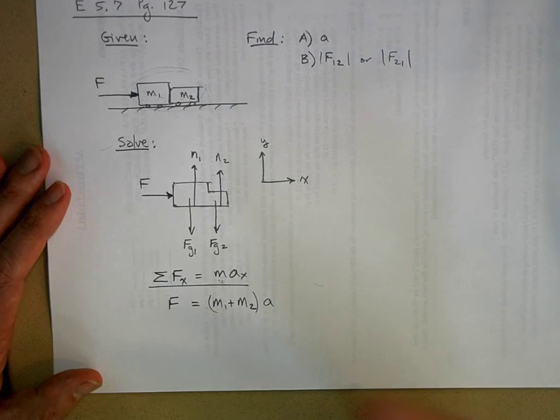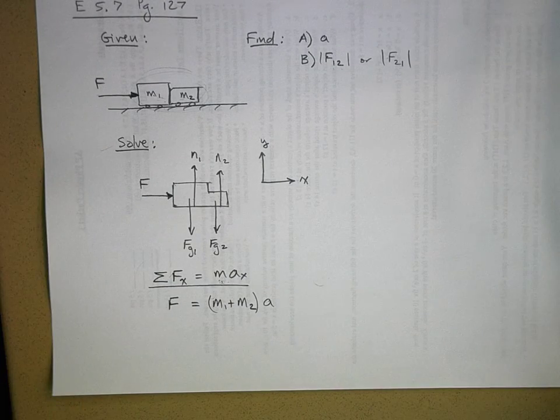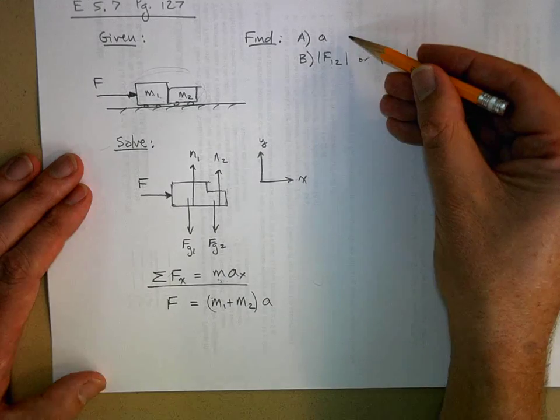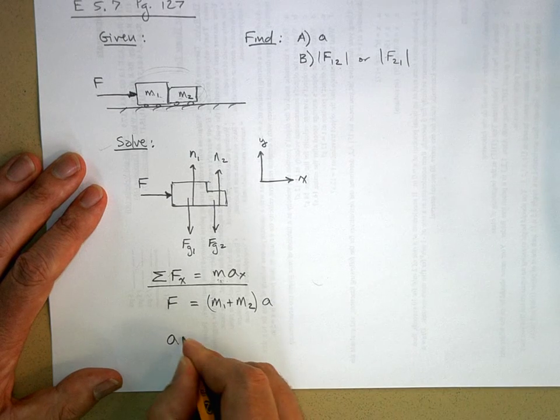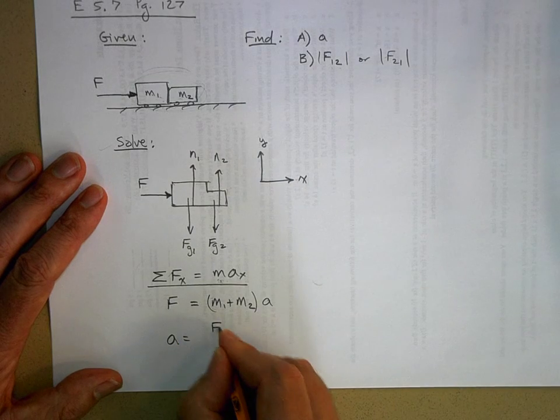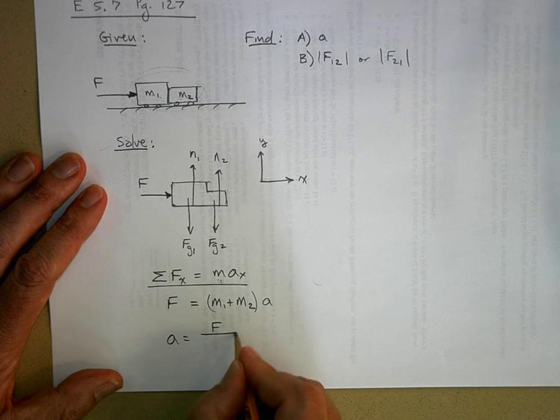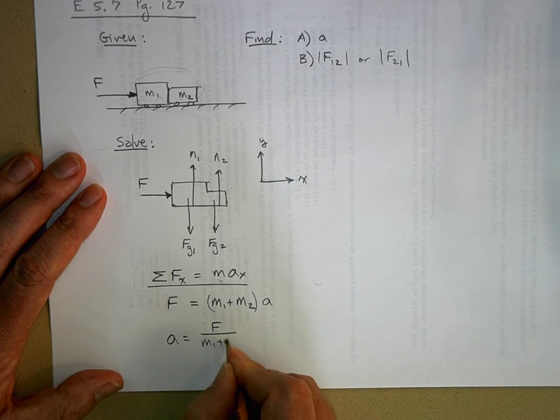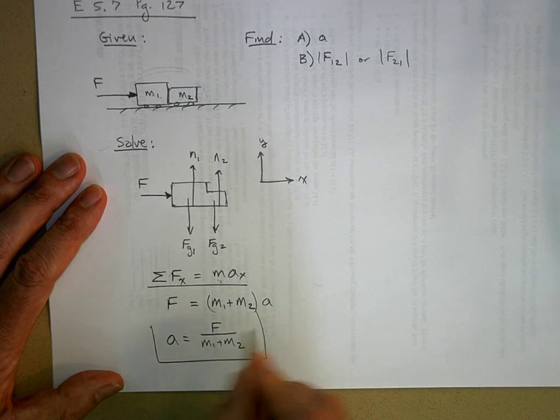And now I do step 5, which is just solve for the unknown. We want to know what the acceleration is, so I solve for it. Acceleration is just going to be the force that got applied here divided by the total mass. And this is my answer.